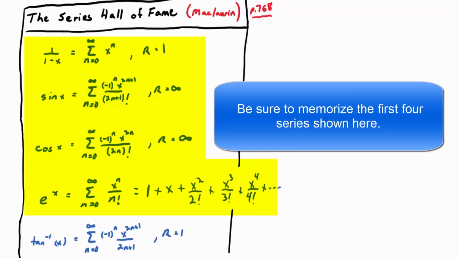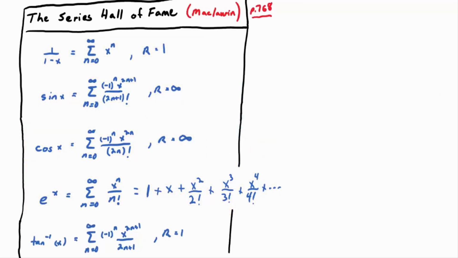1 over 1 minus x is the sum from n equals 0 to infinity of x to the n. And of course, r, the radius of convergence, is 1. And the interval of convergence is just from -1 to 1, right? So that's what you already know about geometric series. Of course, that should be in the Hall of Fame, right?